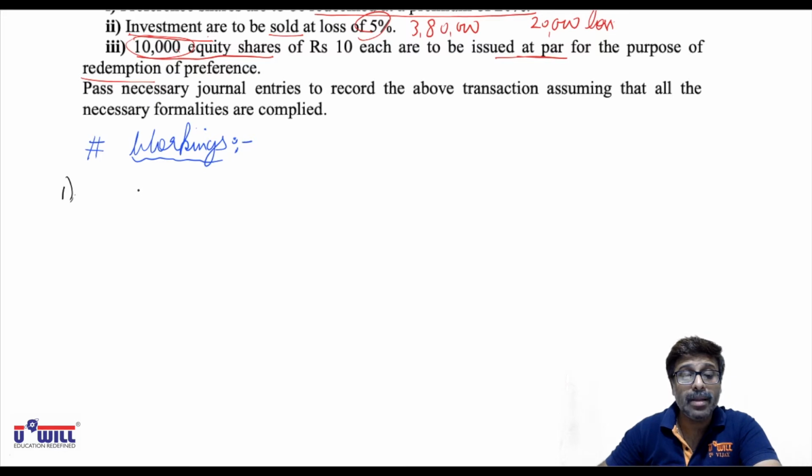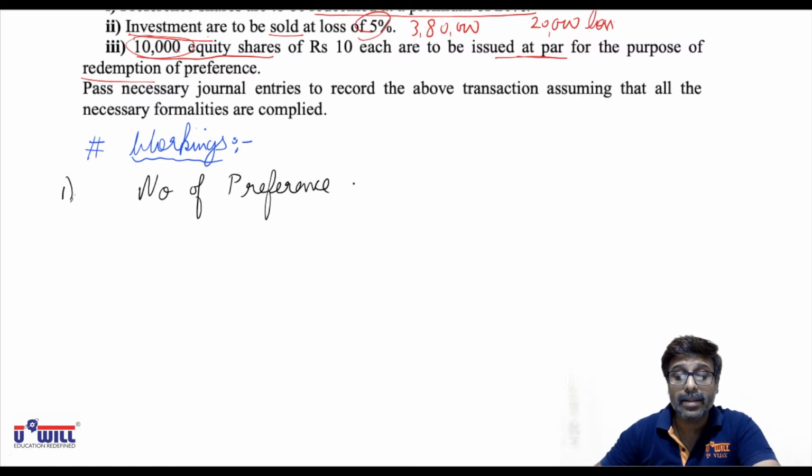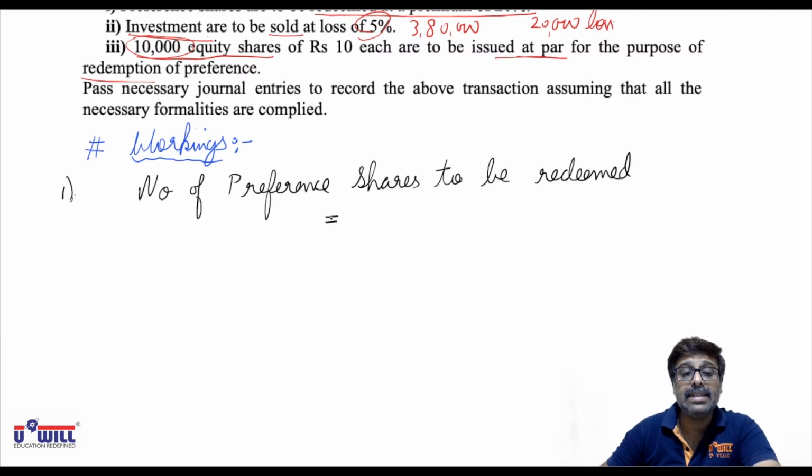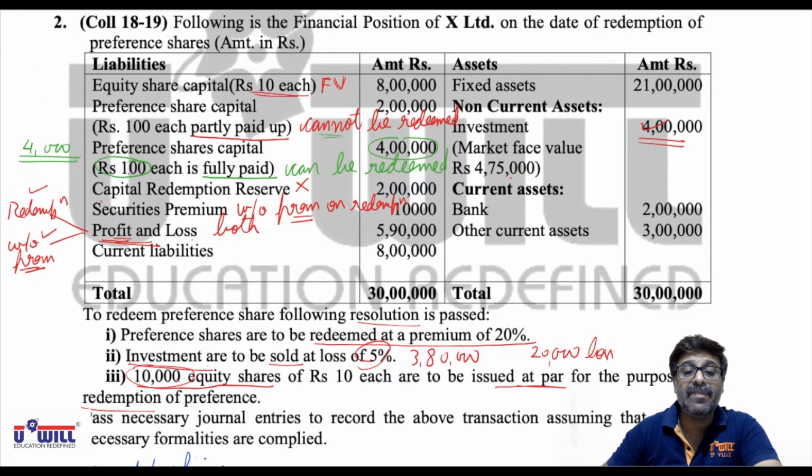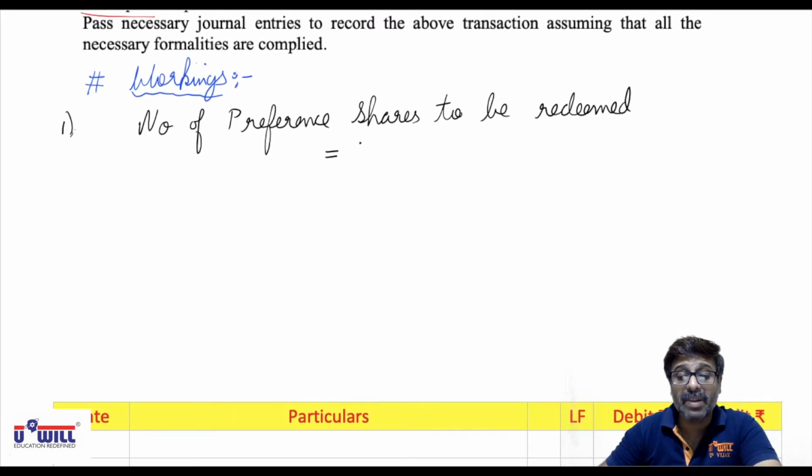But working note 1. First, you write down number of preference shares to be redeemed. All of you must be writing it. Now, we all can see here that these partly paid preference shares cannot be redeemed. What can be redeemed is this 4 lakh of preference share capital, and 4 lakhs divided by 100, there are 4,000 preference shares which are to be redeemed. Okay, so number of preference shares to be redeemed are 4,000.